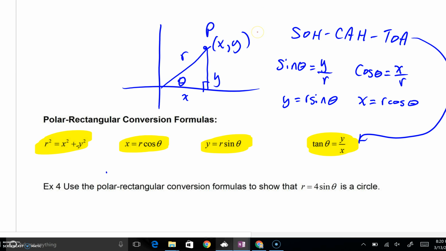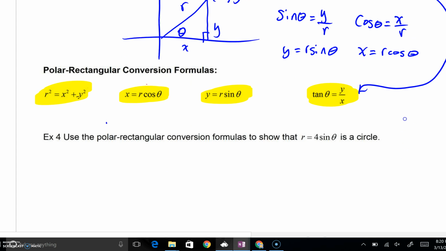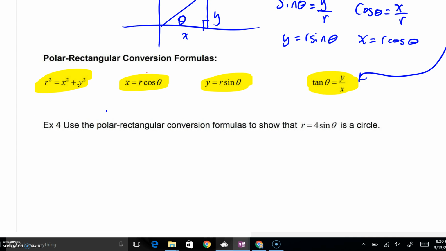Summarizing the link between the two systems in the highlighted forms, it's very, very important for us to realize that these 4 highlighted formulas are the keys to going between the 2 different systems, to convert formulas in one system, like polar, to rectangular, for example.